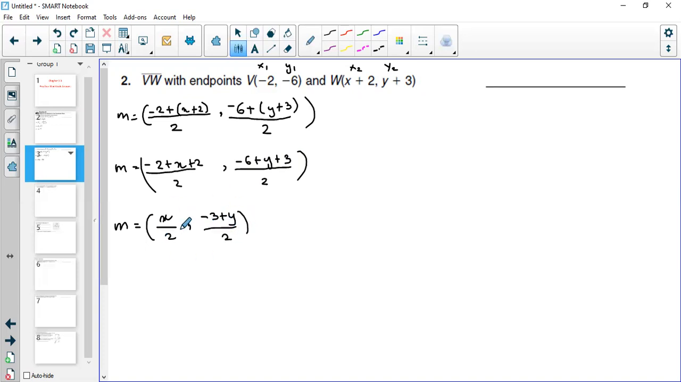Now after this, can we do anything? We don't know what the values of x are. We don't know what the values of y are, so we cannot do anything.